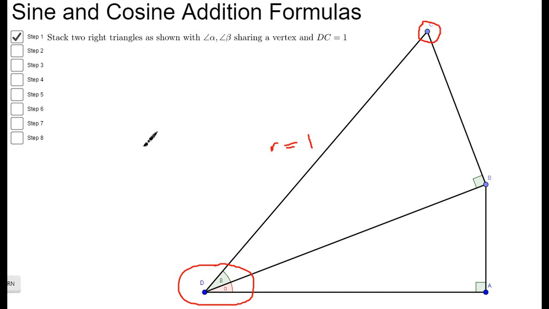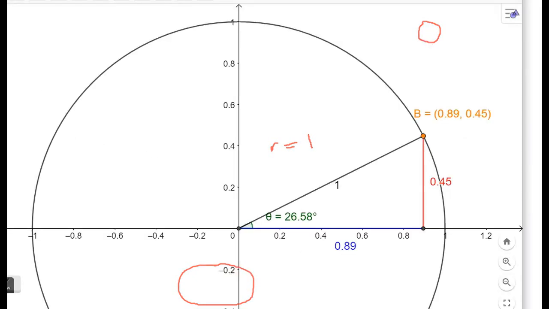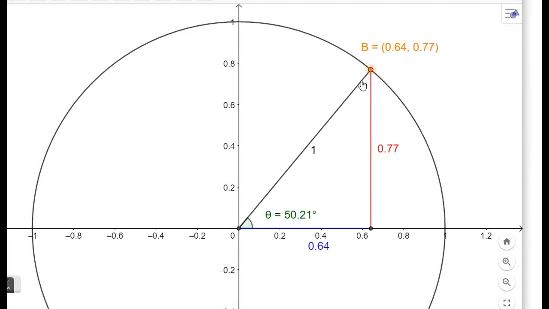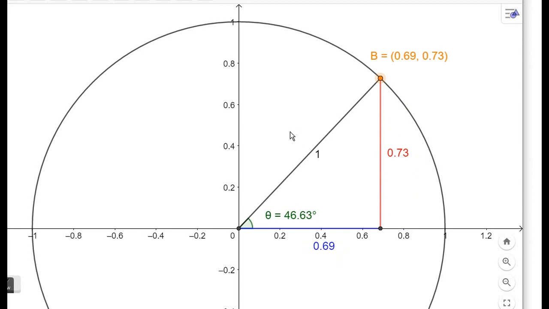And why do we want that? Well, let's take a look at the unit circle. When I have a point that's on the unit circle, its hypotenuse is 1, and so that makes some nice relationships. The x-coordinate of a point that's on the unit circle is just the cosine of the angle theta, and the vertical component here is just the sine of the angle. So we're going to be using these relationships in the figure that we're creating.